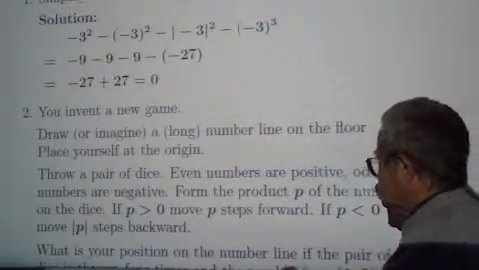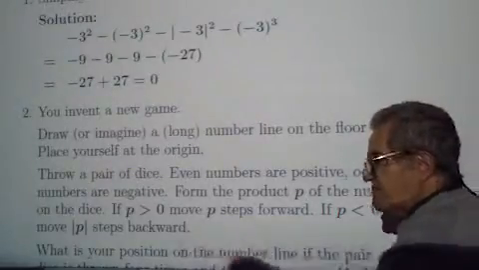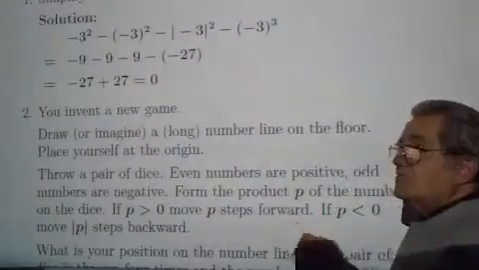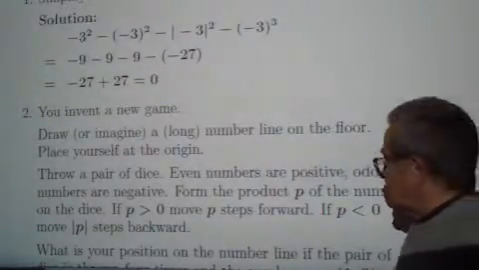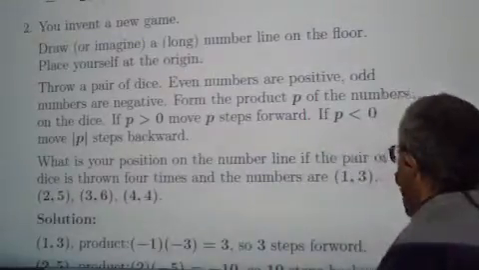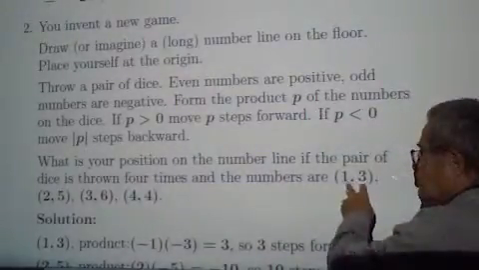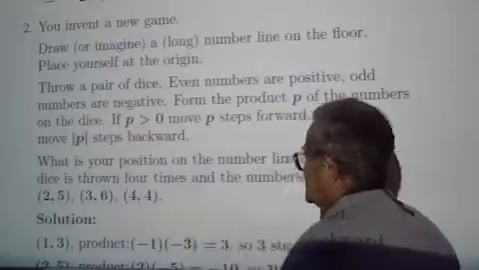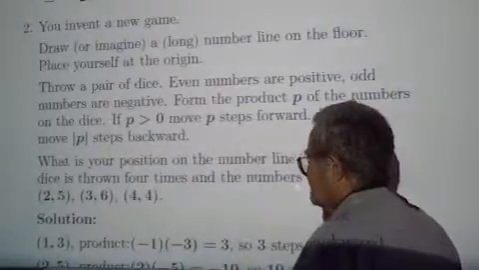If the product P is positive, you move forward that many steps. If P is negative, you move backward that many steps. Okay. You have thrown a pair of dice 4 times. You came up with 1, 3, 2, 5, 3, 6, and 4, 4.